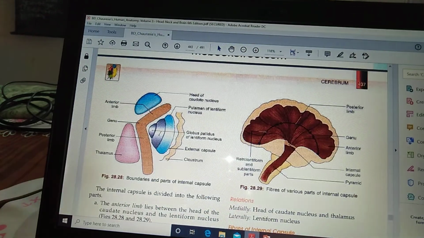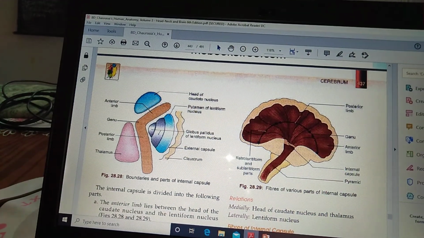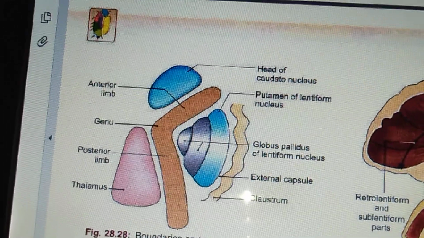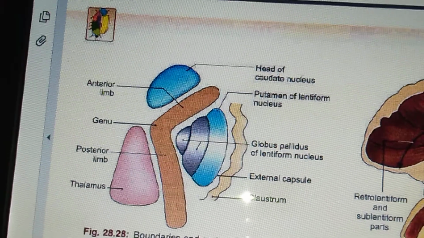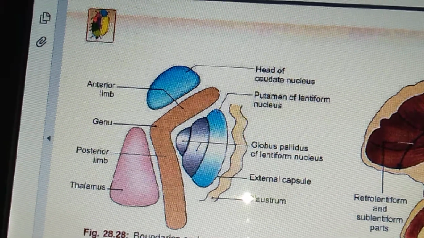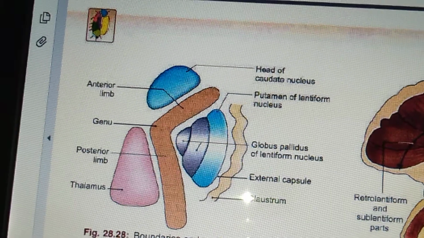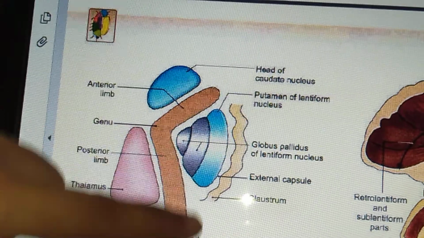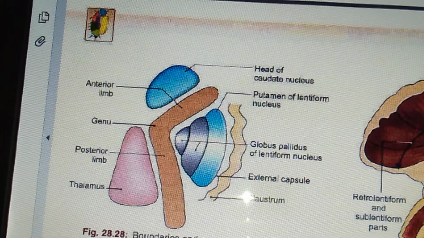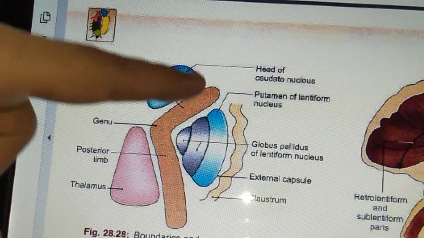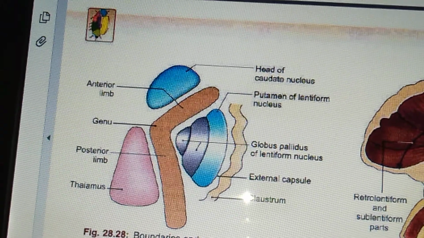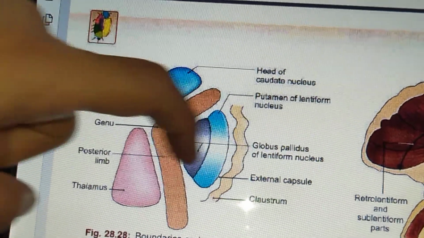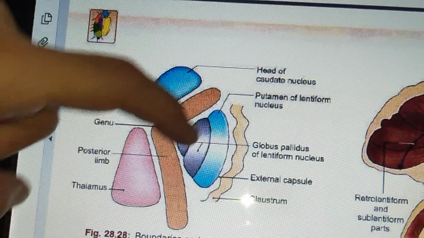So the internal capsule, you already know some things about it, the parts of the internal capsule and all. The internal capsule is a large band of fibers situated in the inferomedial part of each cerebral hemisphere. In horizontal sections of the brain, it appears V-shaped with its concavity directed laterally, and it is occupied by the lentiform nucleus.